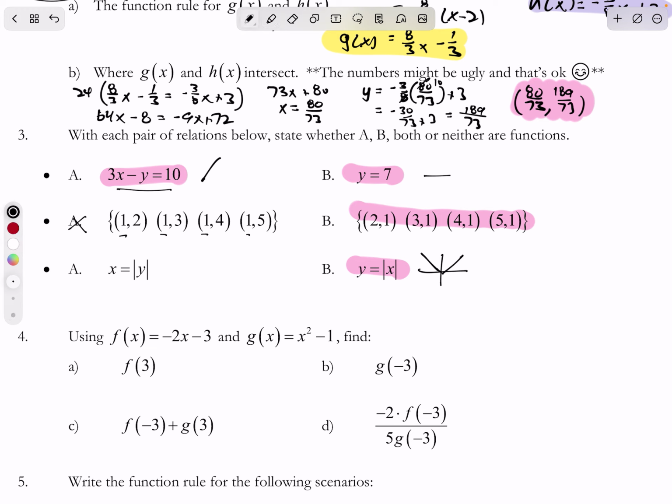Part A of this one, you probably don't know what it looks like. It's an absolute value graph, but it's flipped on its side. This does not pass the vertical line test, so it is not a function. So for number 3, we have both, and then B is a function, and then B is a function again.